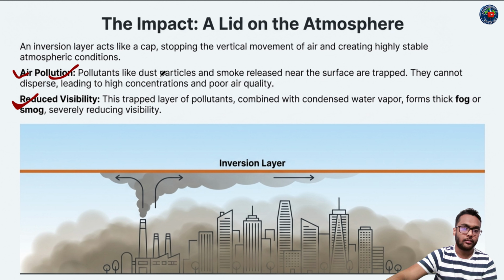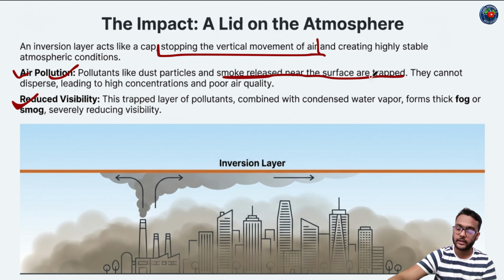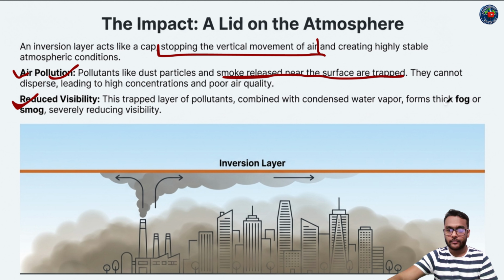Air pollution: pollutants like dust particles and smoke released near the surface are trapped because temperature inversion is stopping the vertical movement of air. That's why the dust particles and smoke released near the surface are trapped. They cannot move upward or disperse, leading to high concentration and poor air quality. Then reduced visibility. This trapped layer of pollutants combined with condensed water vapor forms thick fog or smoke, severely reducing visibility. These are two impacts of temperature inversion.